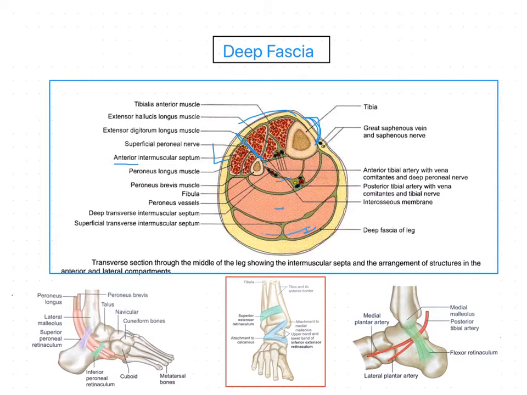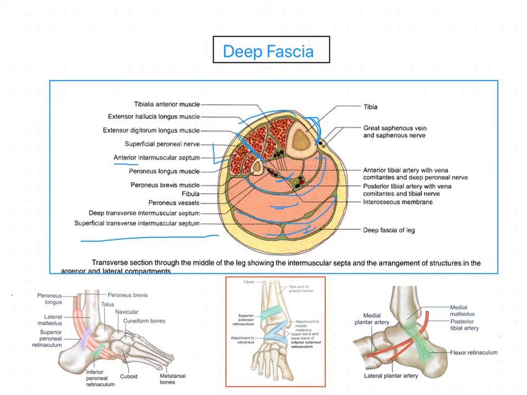Superficial, and then intermediate and deep parts, by the superficial transverse intermuscular septum and the deep transverse intermuscular septum. Simply, we can call them the transverse fascial septa. These are also called transverse fascial septa.